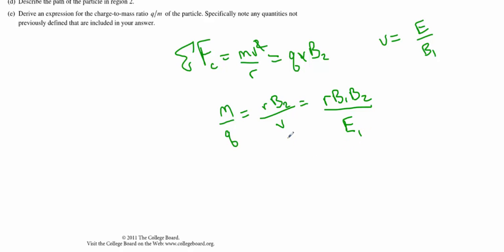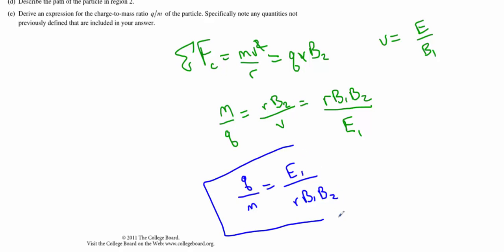This isn't actually the final answer because I'm looking at it again. We want the charge to mass ratio. This is the mass to charge ratio, so I've got to flip everything up and down. So my final answer, q over m, will equal E divided by r B1 B2. Yep, that'll be it. That is the final answer, and that'll be it for number 5. Thank you.